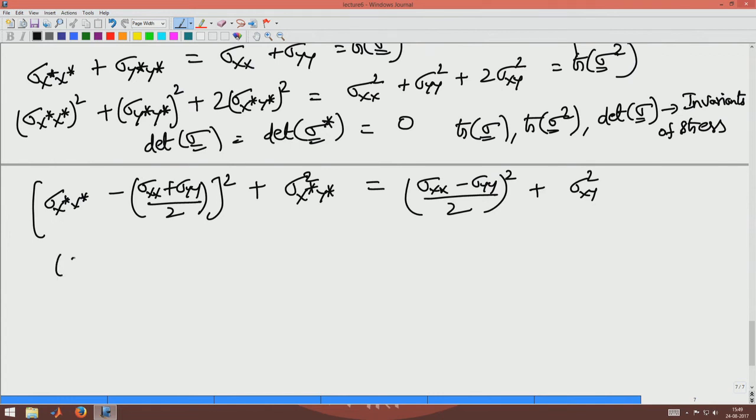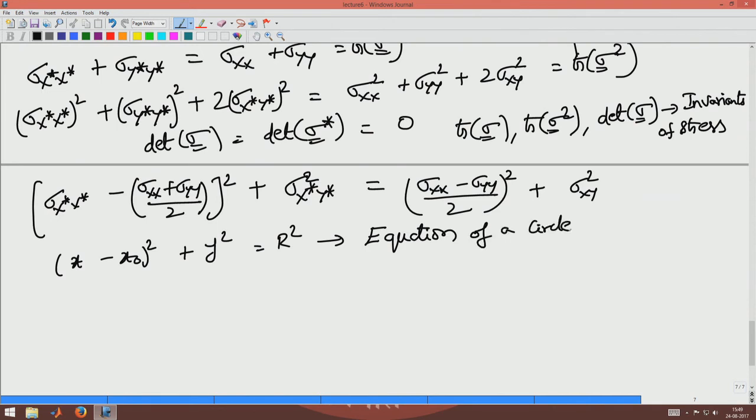This equation represents something like x minus x naught squared plus y square equal to r square. This is the equation of a circle of radius r centered about x naught comma 0. So, we will draw this circle and interpret what the circle means in the next lecture.